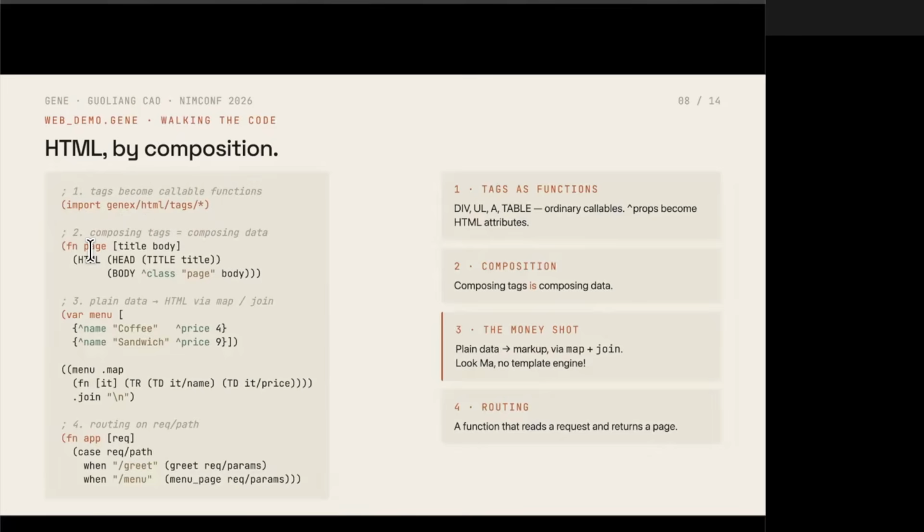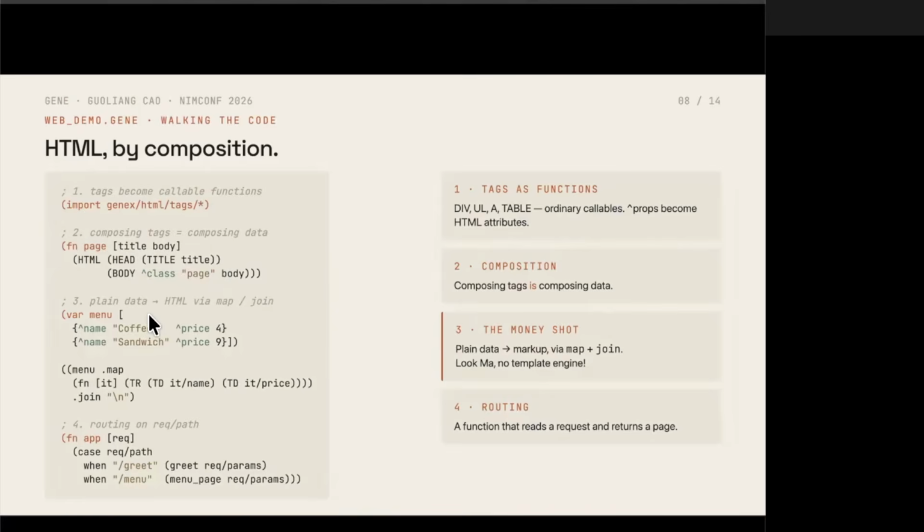And here is how you define the page function. The page function takes a title and a body, and then creates an HTML wrapper around the title and the body. As you can see, we use properties here. Like the body has property class and page. When we generate HTML, those will be converted to HTML attributes. So here we just show you that when you compose Gene elements, you are composing HTML tags.